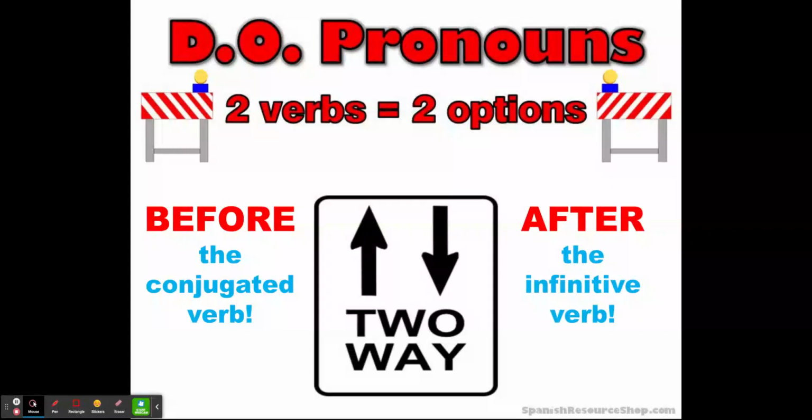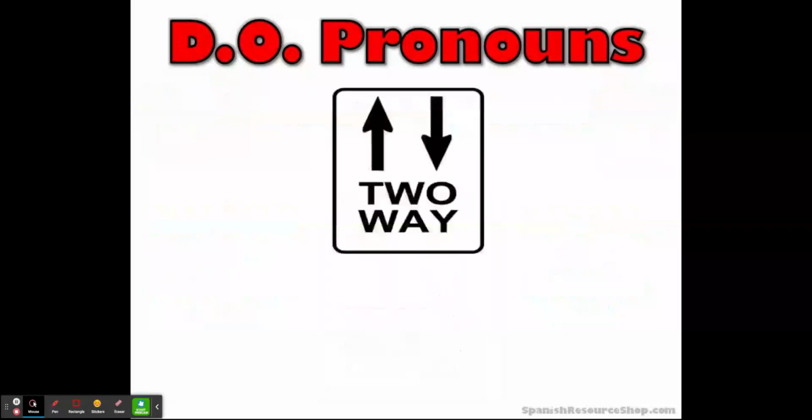Now you're going to form a new word with the second option. So you can simplify two verb sentences in two ways. Before, like you've learned so far, and after. And that's the new form. Okay? So remember this. Two verb sentences, you can simplify it in two ways. Before the conjugated verb and after the infinitive verb. Now let's take a look.